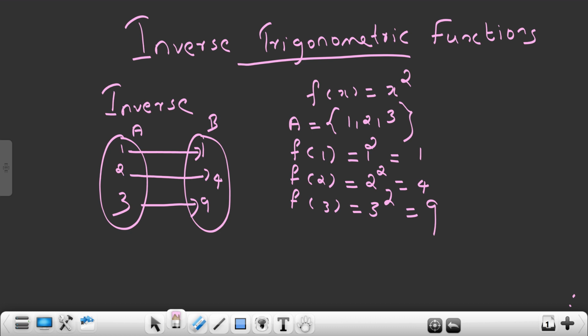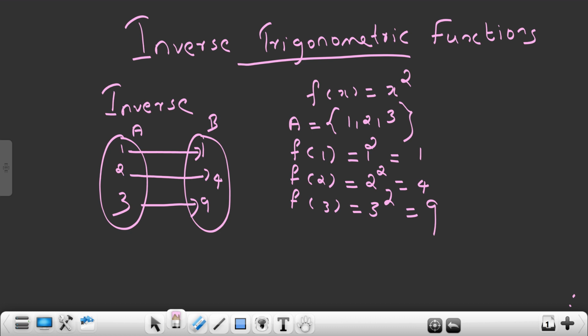What is the reason? Good. All the elements in A have a single image in B. And this function is also called an onto function. What is the reason? Good. All the values of B have a preimage in A and there are no elements left out in B.